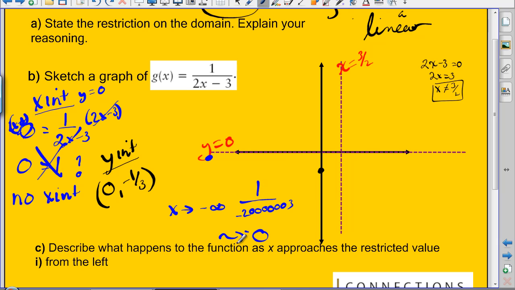And I could do the same thing as x approaches positive infinity, so way out to the right. Then I would look and I would say that I have the same situation. I have 1 divided by a large number, and that always approaches 0, this time from the positive, so I have a point here.